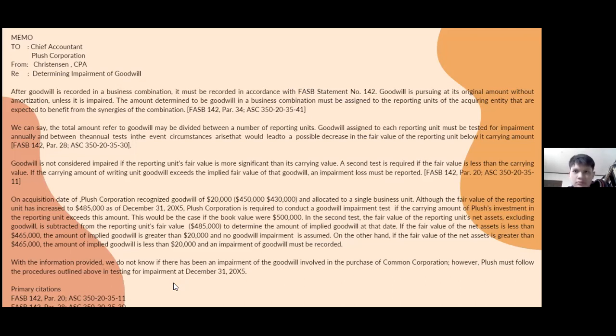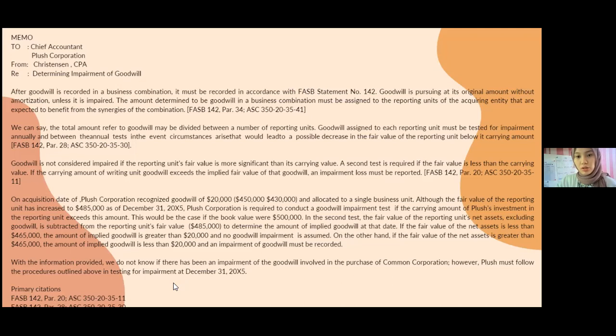Okay. Next. On the acquisition date, Plush Corporation recognized goodwill of $20,000 and allocated it to a single business unit. Although the fair value of the reporting unit has increased to $485,000 as of December 31, 20X5, Plush Corporation is required to conduct a goodwill impairment test if the carrying amount of Plush's investment in the reporting unit exceeds this amount. This will be the case if the book value were $500,000.